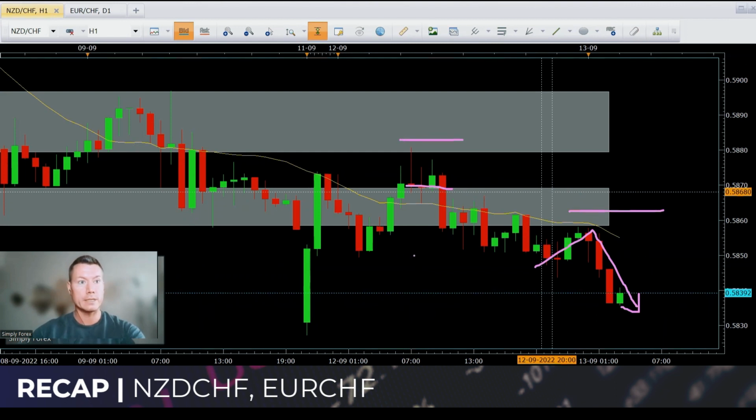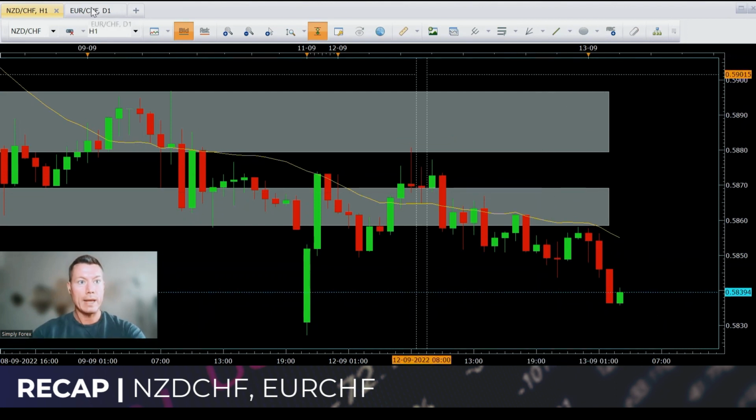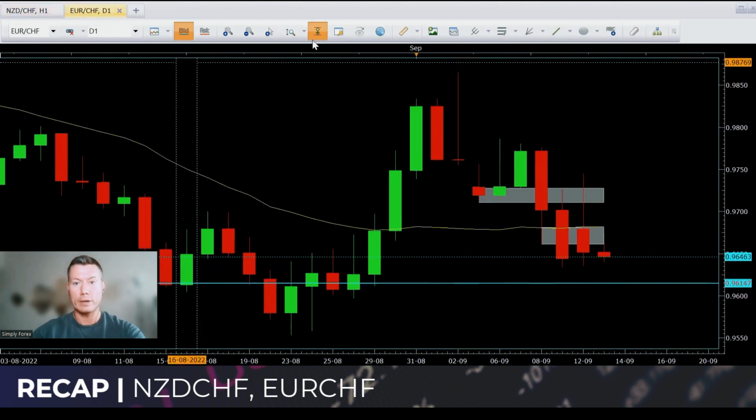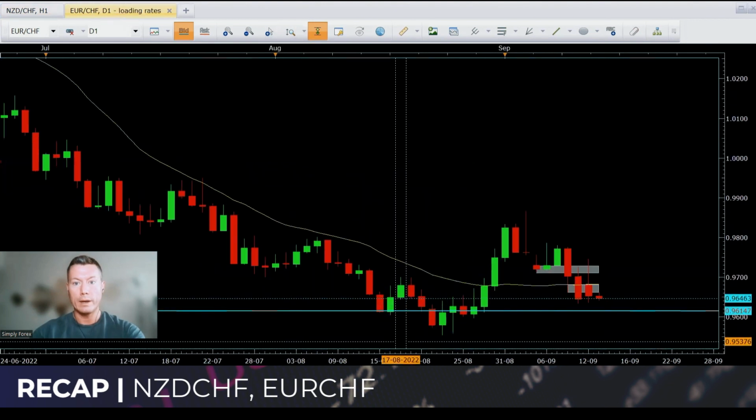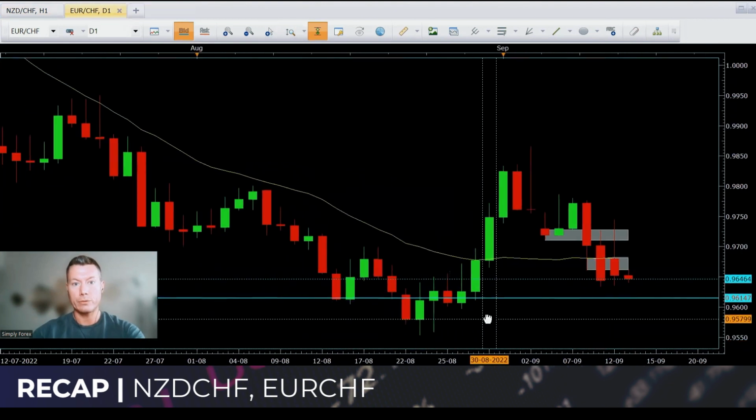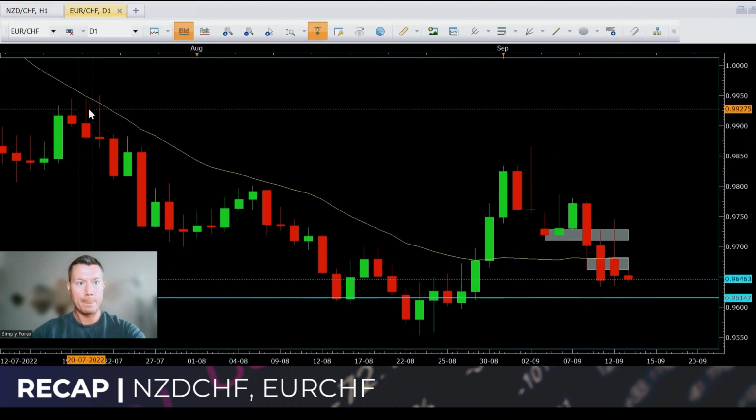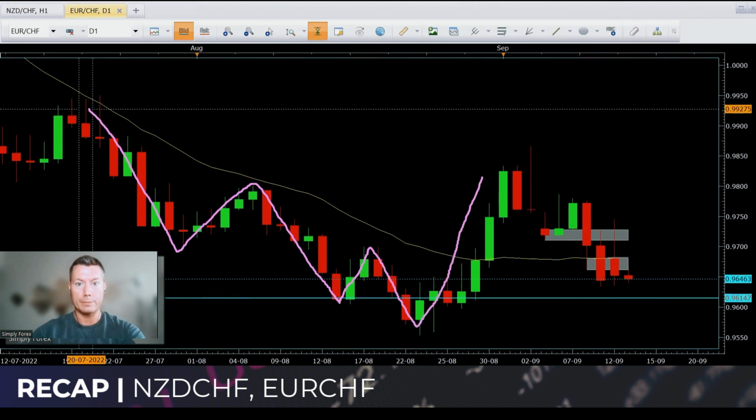All right, guys, the successful trade: New Zealand dollar, Swiss franc, good trade. Then we had this one. The second trade idea was the euro against the Swiss franc. Price here was in a downtrend: lower lows, lower highs, lower lows, lower highs, lower lows. But then price shot up, and it broke these highs here, guys. Once it breaks these highs, we were then in an uptrend.